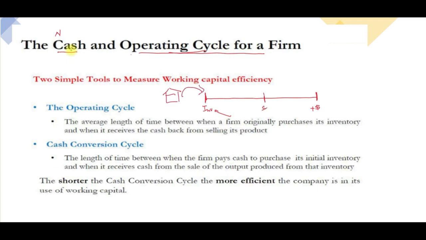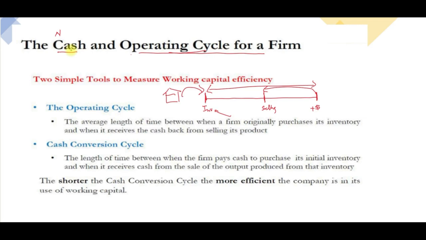So let's say the company is selling it at this point, and now let's say the company is selling it on credit. So it will take some time for the company to receive back the cash. This whole time period is called the operating cycle.